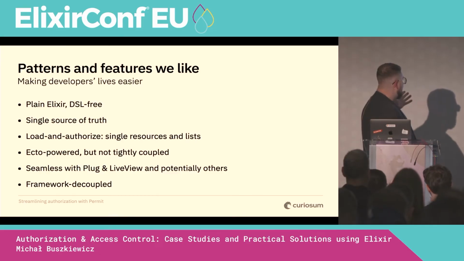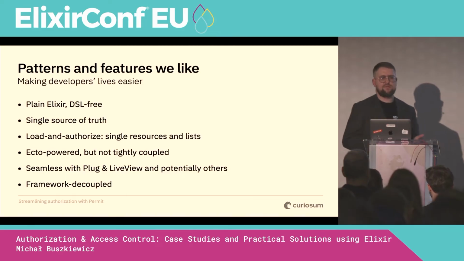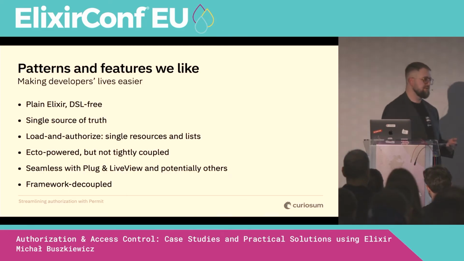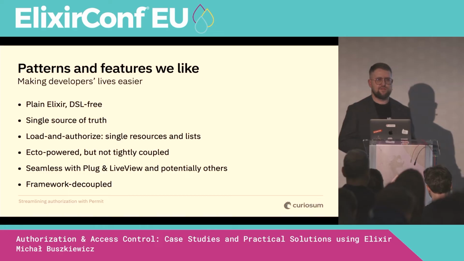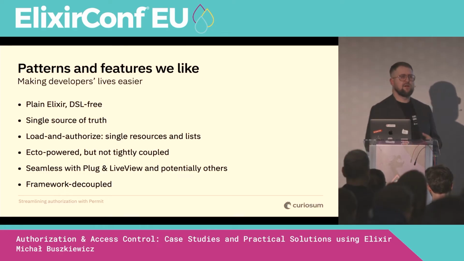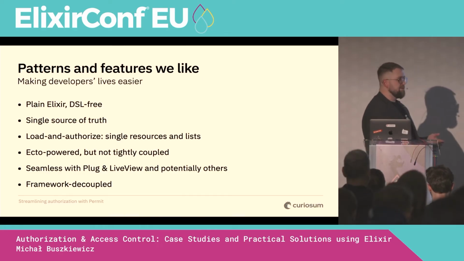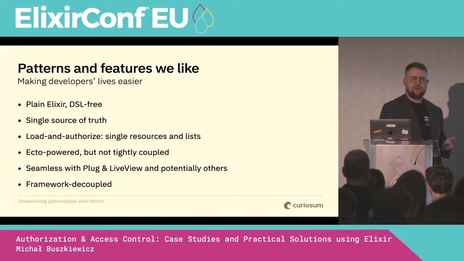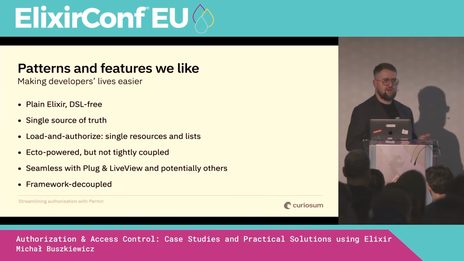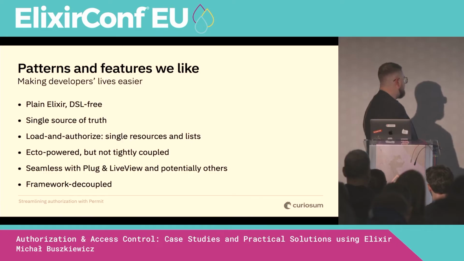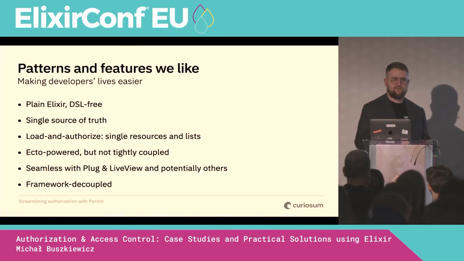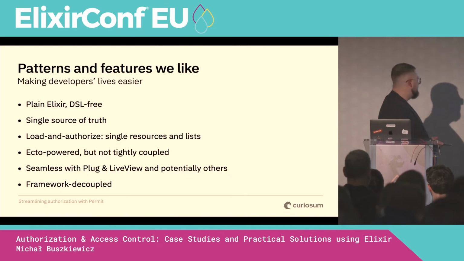We want stuff to be powered by Ecto, but at the same time not tightly coupled to that, because obviously not everyone's using Ecto as the data access layer. So we want this Ecto integration to be opt-in and not forced on anyone to add this dependency if they don't need to. The same goes for Phoenix, Phoenix LiveView, Absinthe, and anything else. That's why it's 4 libraries as opposed to 1.